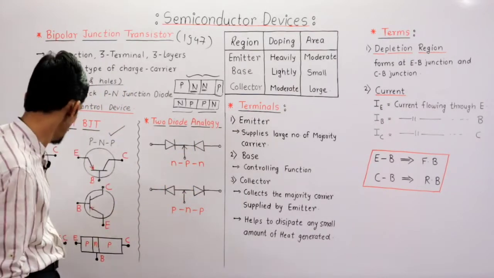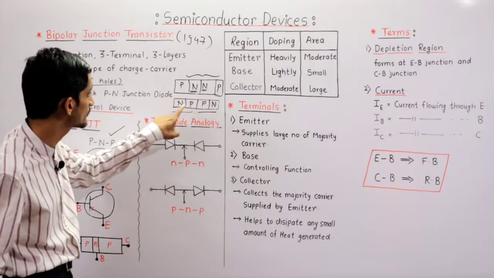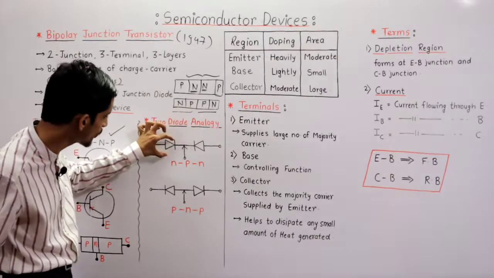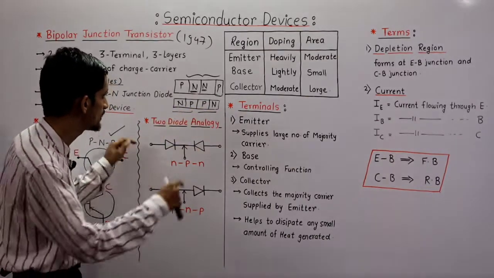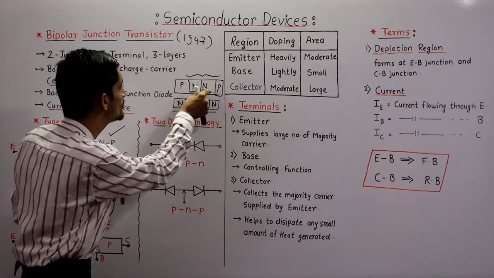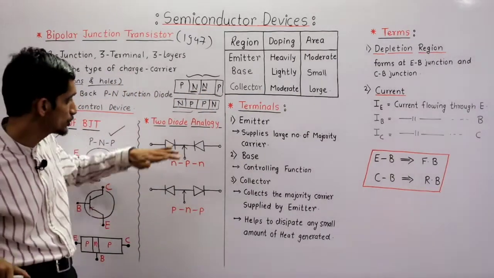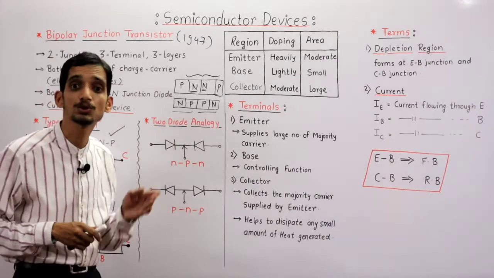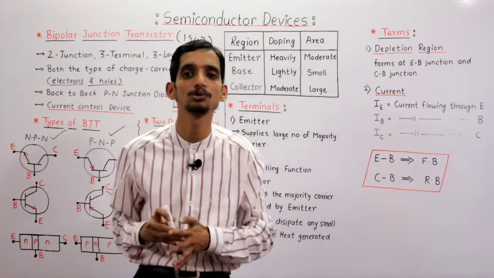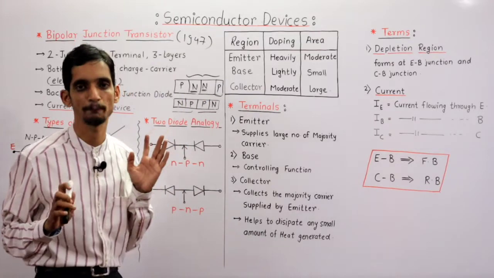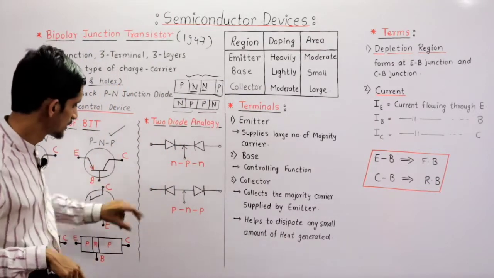Why? Because it is actually NPN. NP means one PN junction, meaning one diode, and again a second diode, but they are joined in such a manner that N should be common. It means two cathodes are connected. So it is the two diode analogy. That's why it is called back to back two PN junction diodes. Okay. Yes.